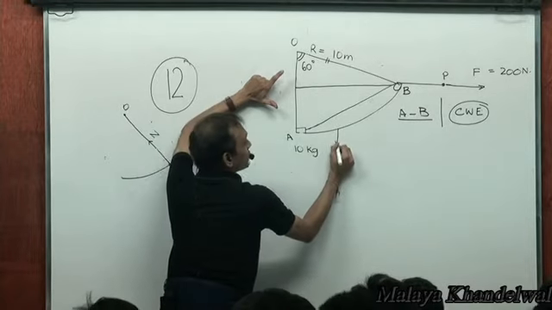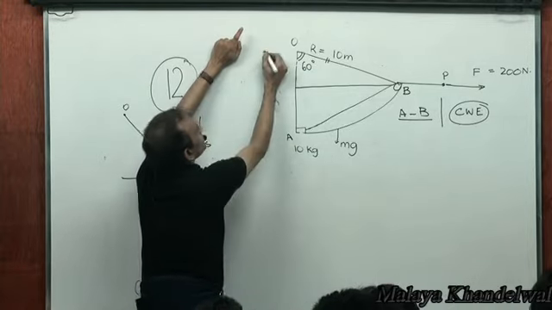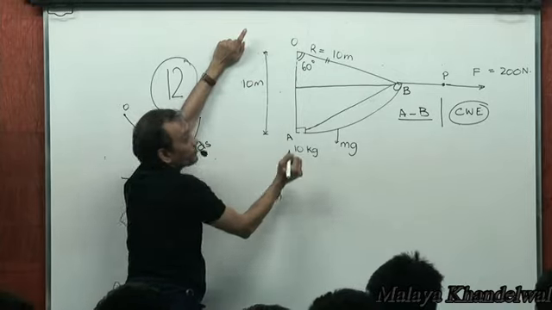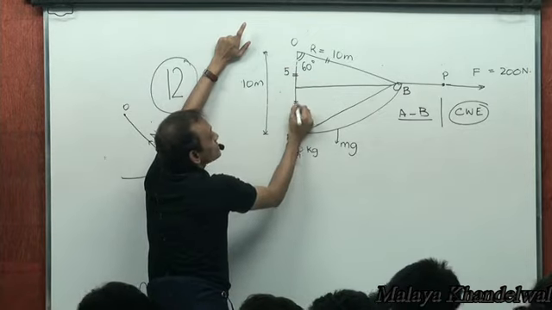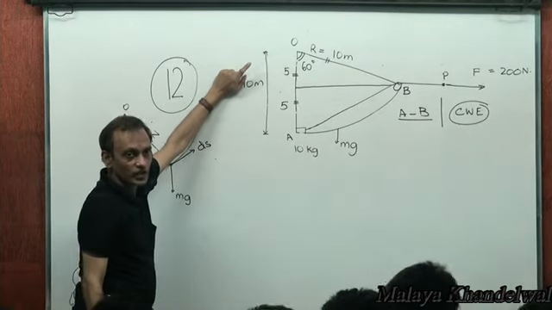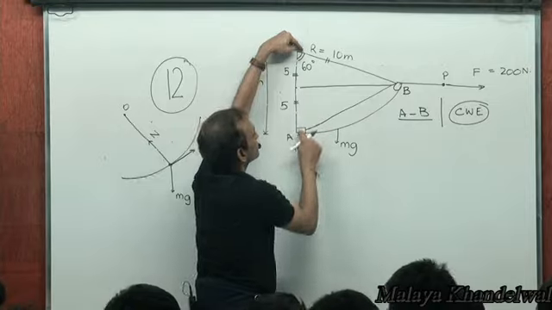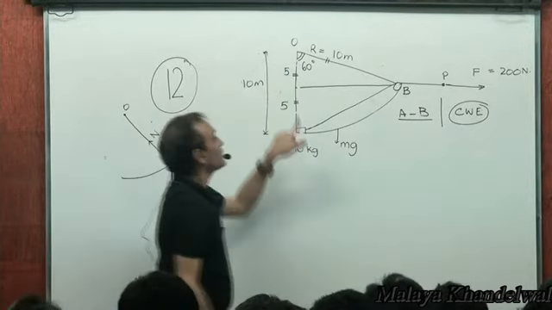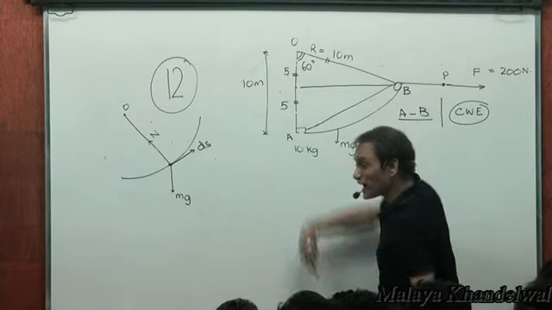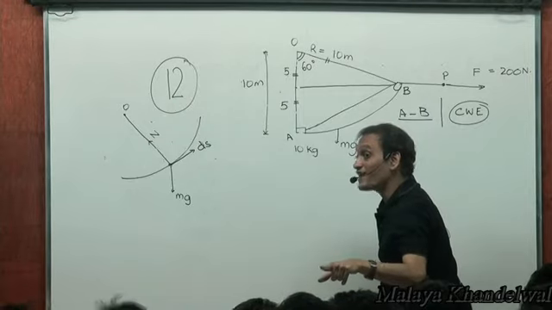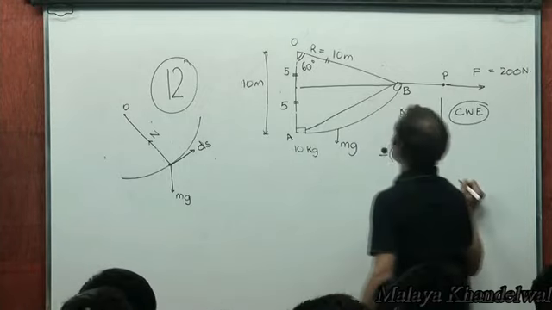Realize that mg has been acting downwards. This whole length is 10 meters. Right? Yes or no? This is 10 cos 60 degrees, 5 meters. This is 5 meters. So this will also be 5 meters. Right? So when the particle goes from A to B, its vertical displacement is 5 meters. mg is acting downwards. So what's the work done by gravity? Minus mg into 5 is the work done by gravity when I go from A to B.